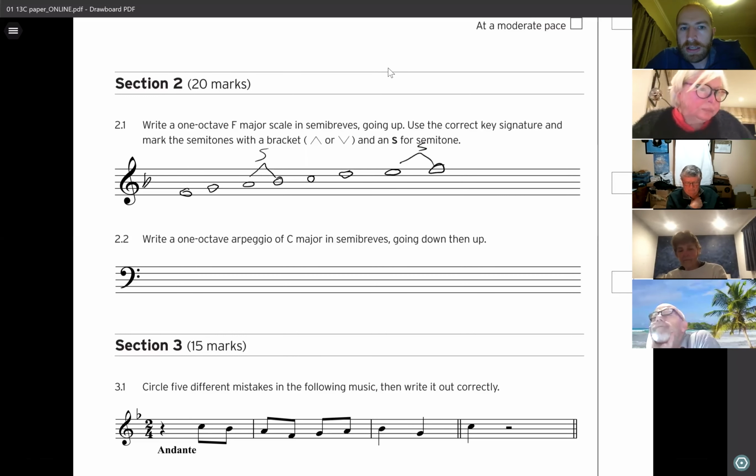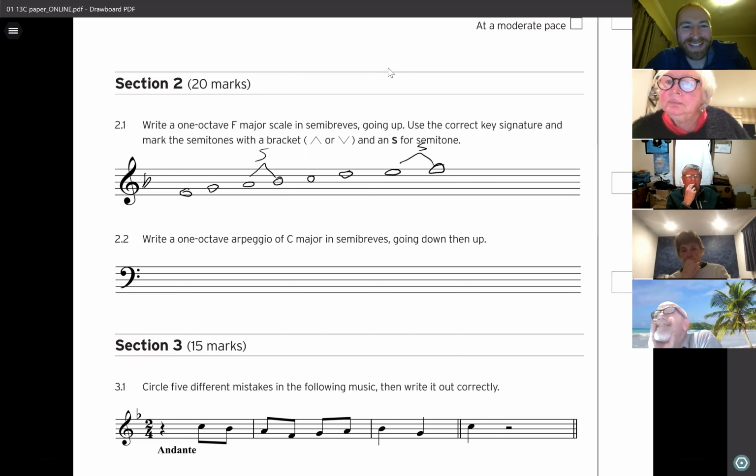Did everyone understand the process for writing an F major scale? Yep. I understood the process, but the way that question is worded, I had no idea what they meant by marking it with a bracket. Well, that's why I showed you what you should do.